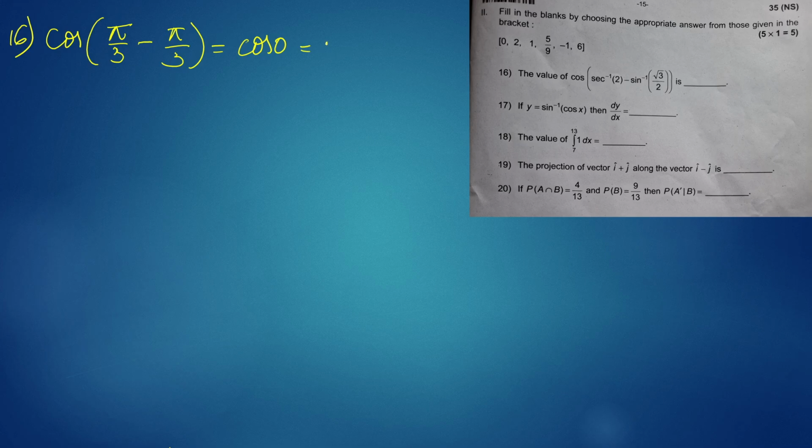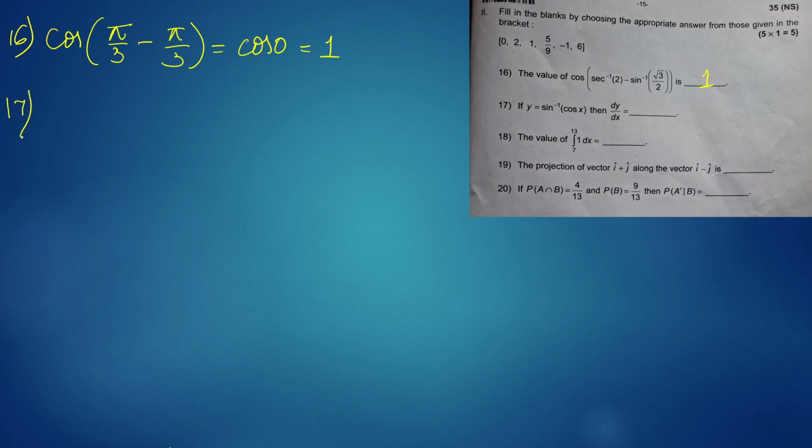Now, let us discuss the fill in the blanks questions. For the 16th one, so cos of secant inverse 2 is pi by 3, minus sin inverse of root 3 by 2 is again pi by 3. So, pi by 3 minus pi by 3 is 0, cos 0 is 1. So, the answer for 16th question is 1.